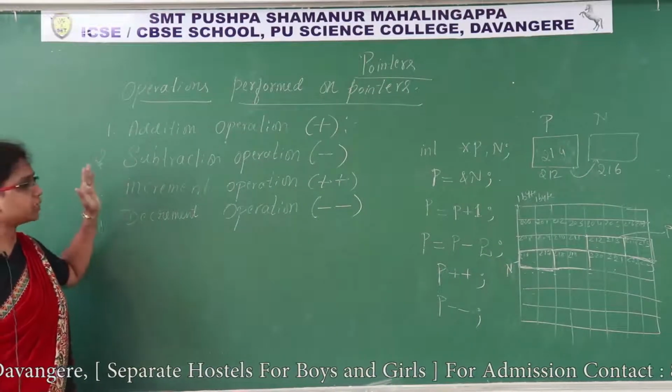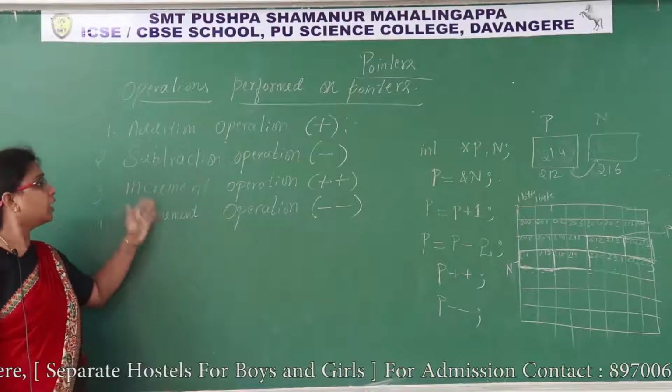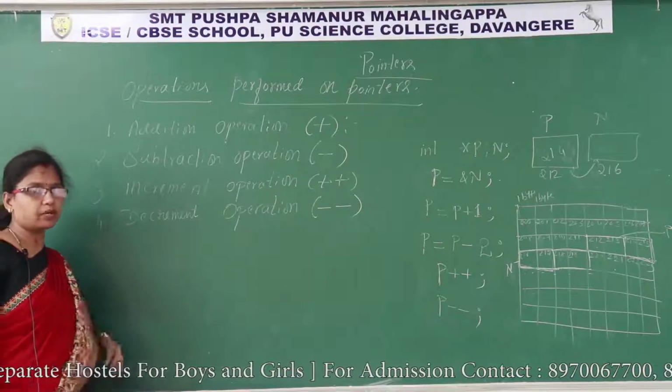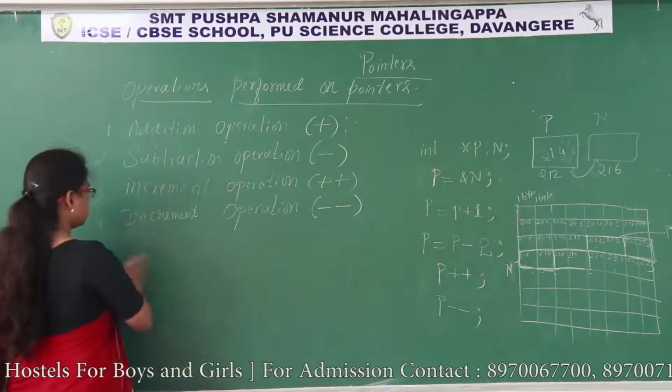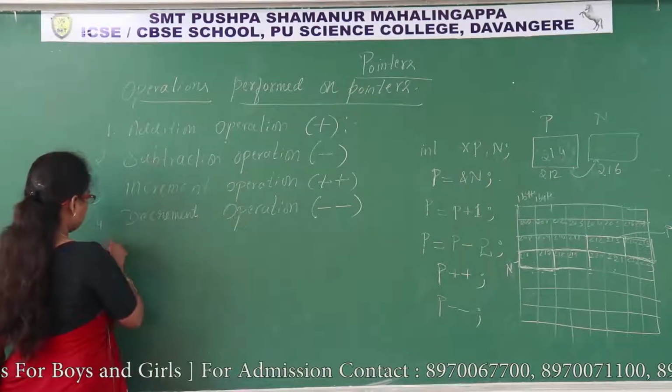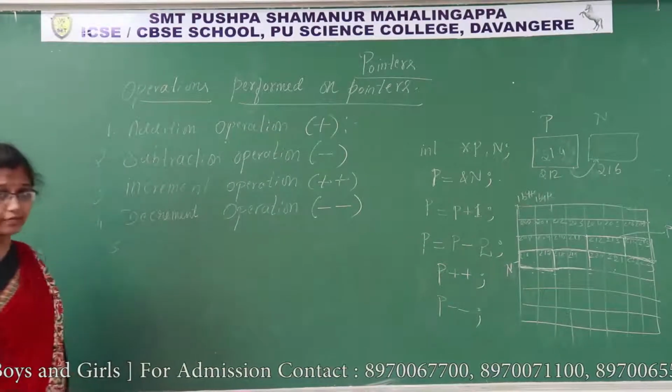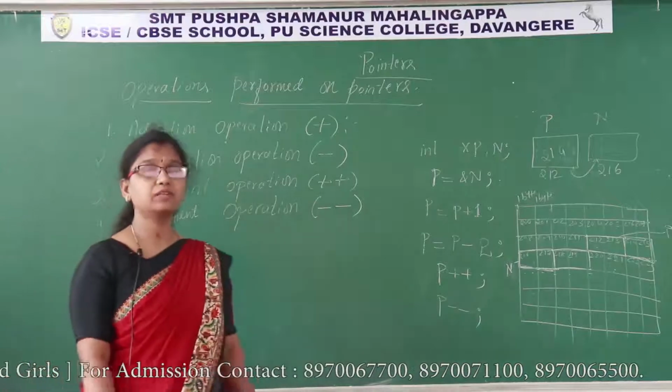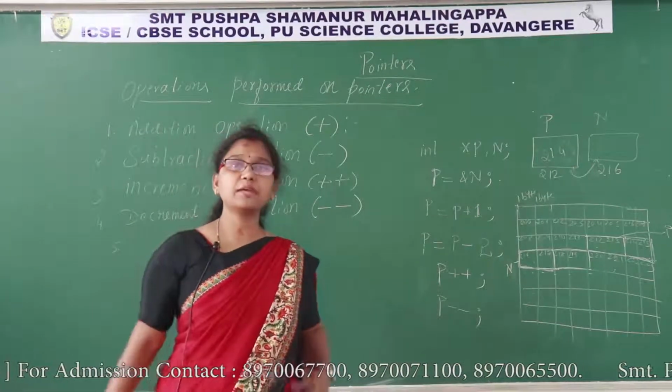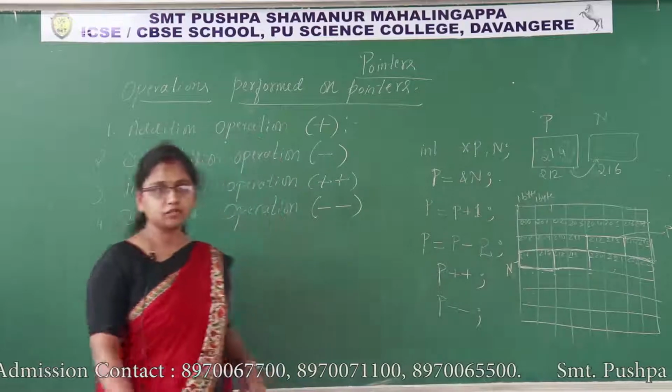So these are the operations we can perform on pointers. Along with these operations, some more operations are there. What is the next operation? We can add two pointers when those pointers are pointing to the same array elements. Understood? See here.